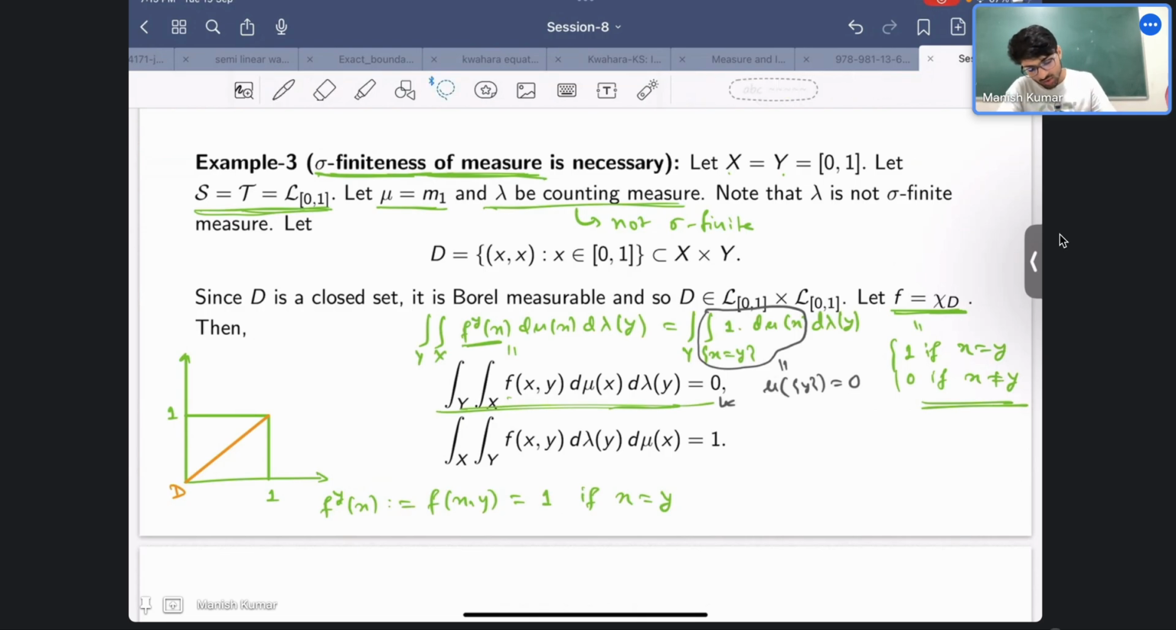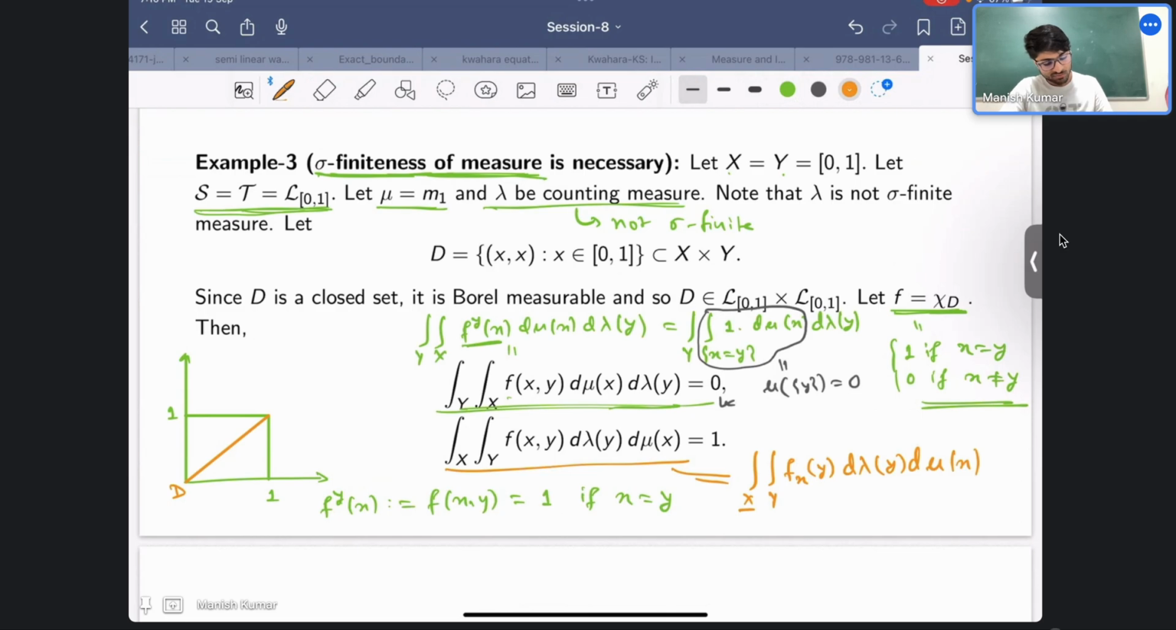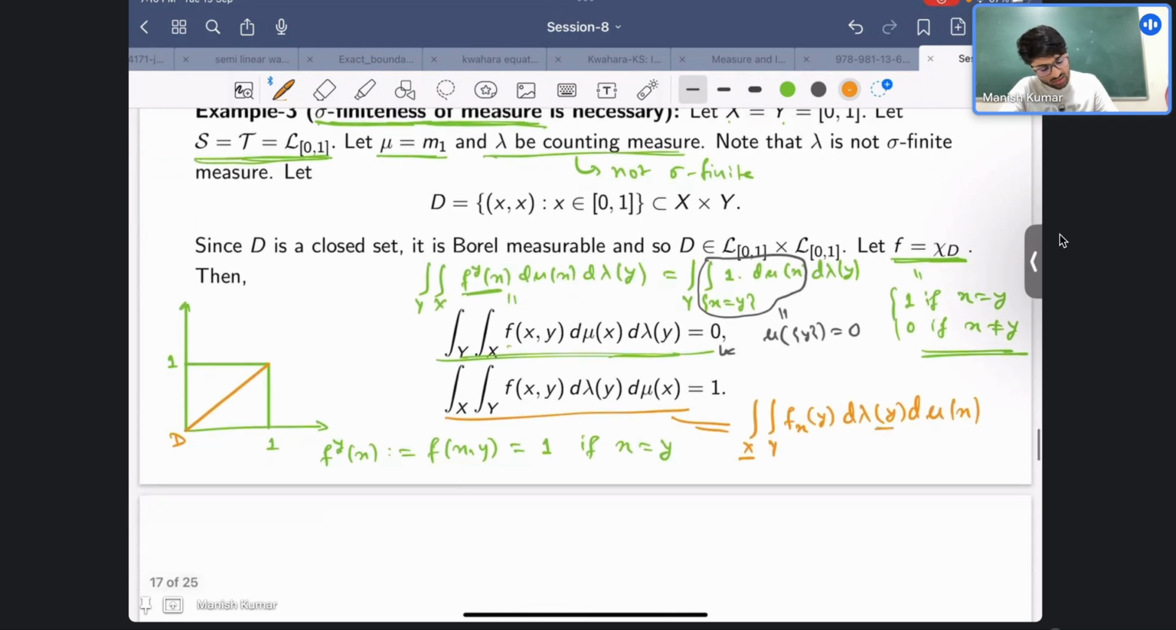Now let us see what is f_y. So now let's come to this quantity. So this is x and y. Now you are fixing x, and then integrating d lambda y, and then d mu x. So you are integrating first with respect to y. So let us see what is f_xy.